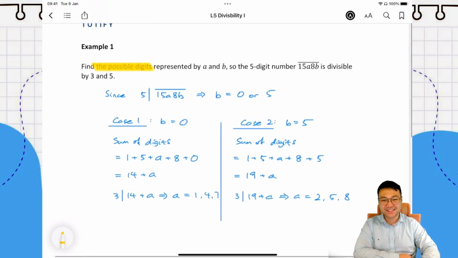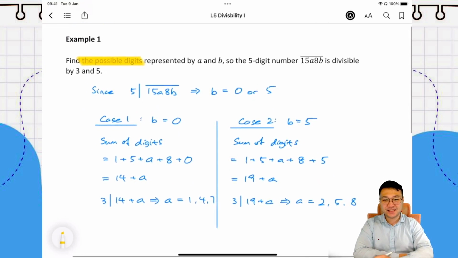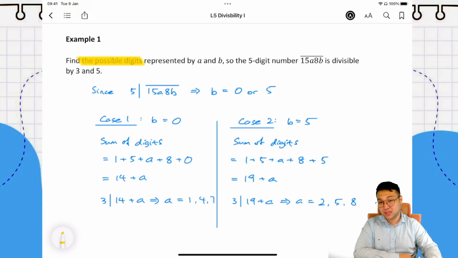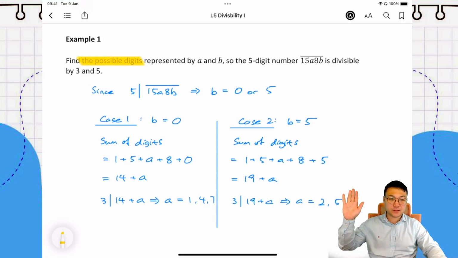Okay, students? First you test for whether it's divisible by 5. Then you test whether it's divisible by 3 by finding the sum of digits. Questions, anyone?